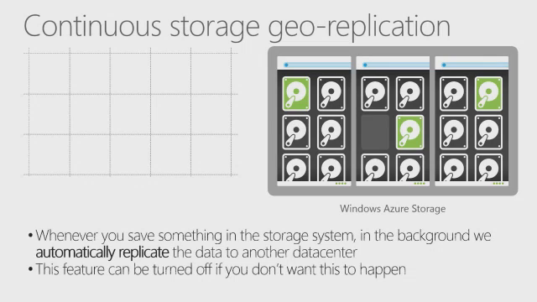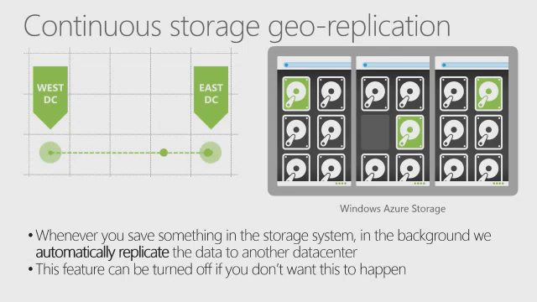Another thing that is nice about the Windows Azure storage solution is that we have support for continuous geo-replication. What this means is that whenever you save something in the storage system, in the background, Azure will automatically replicate that data to another data center. Azure guarantees that these data centers are several hundred miles apart, so that in the case of a natural disaster or a complete data center failure, you can still be assured that a copy of your data exists somewhere else. You don't have to configure this or anything. It's automatically enabled by default.